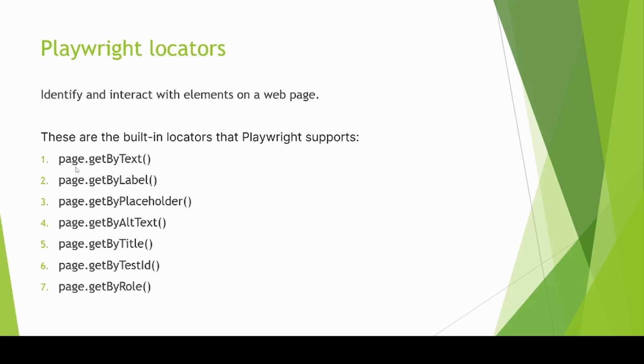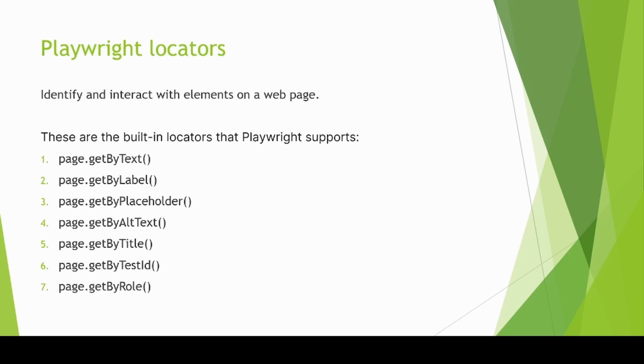What are the locators? page.getByText, page.getByLabel, page.getByPlaceholder, page.getByAltText, page.getByTitle, page.getByTestId, page.getByRole. So these are the locators available in Playwright. Now we will see all the locators one by one.